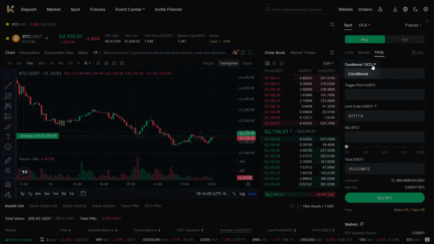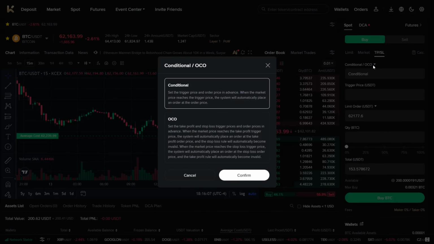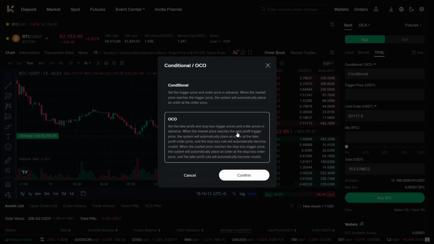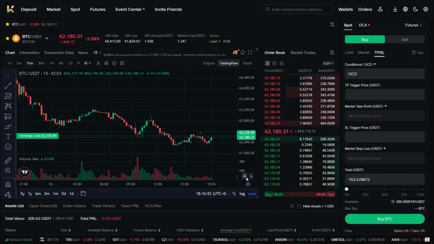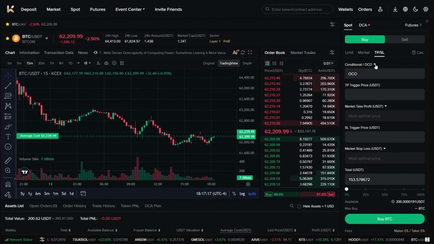At the top, we can see something that says conditional or OCO. A conditional order creates one triggered order, while an OCO order, meaning one cancels the other, sets a take profit and a stop loss together. When one triggers, the other automatically is canceled. We're going to choose one of these options later in the video when we add a take profit and stop loss order. Right under conditional and OCO, we have the trigger price.